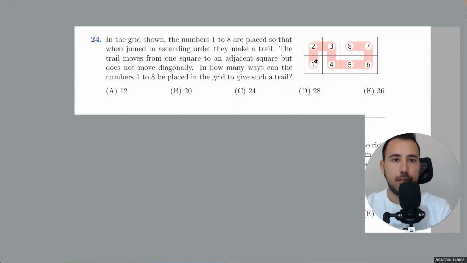Like you can't jump from 1. If 2 is here, you can't jump, right? But it does not move diagonally. You can only go up, down, left, and right. You can't go like this. This is diagonal. In how many ways can the numbers 1 to 8 be placed in the grid to give such a trail? So let me just draw the box.